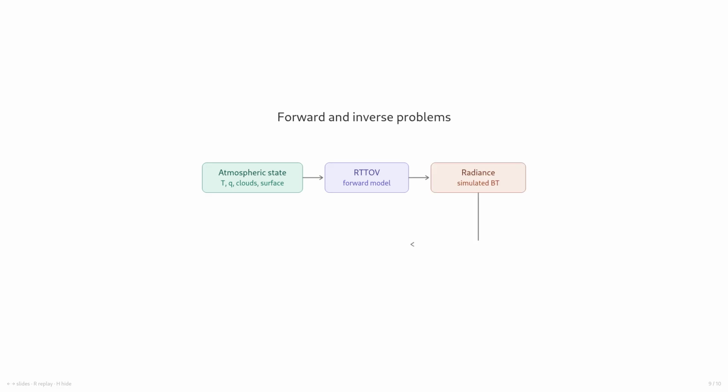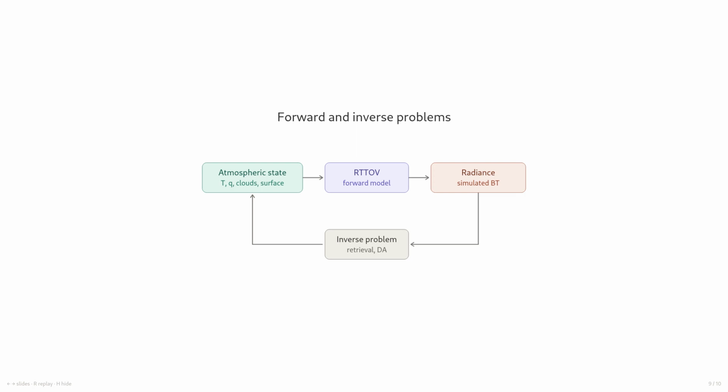The forward problem, the upper path: the atmospheric and surface states are known, and we compute the simulated radiance. This is RTTOV. The inverse problem runs the other way, from measured radiances back to the atmospheric properties. It is harder, because different states can produce similar radiances and measurements contain noise. This is why forward models are central to data assimilation. The model atmosphere goes into RTTOV, simulated radiances are compared with real observations, and the differences correct the model state.